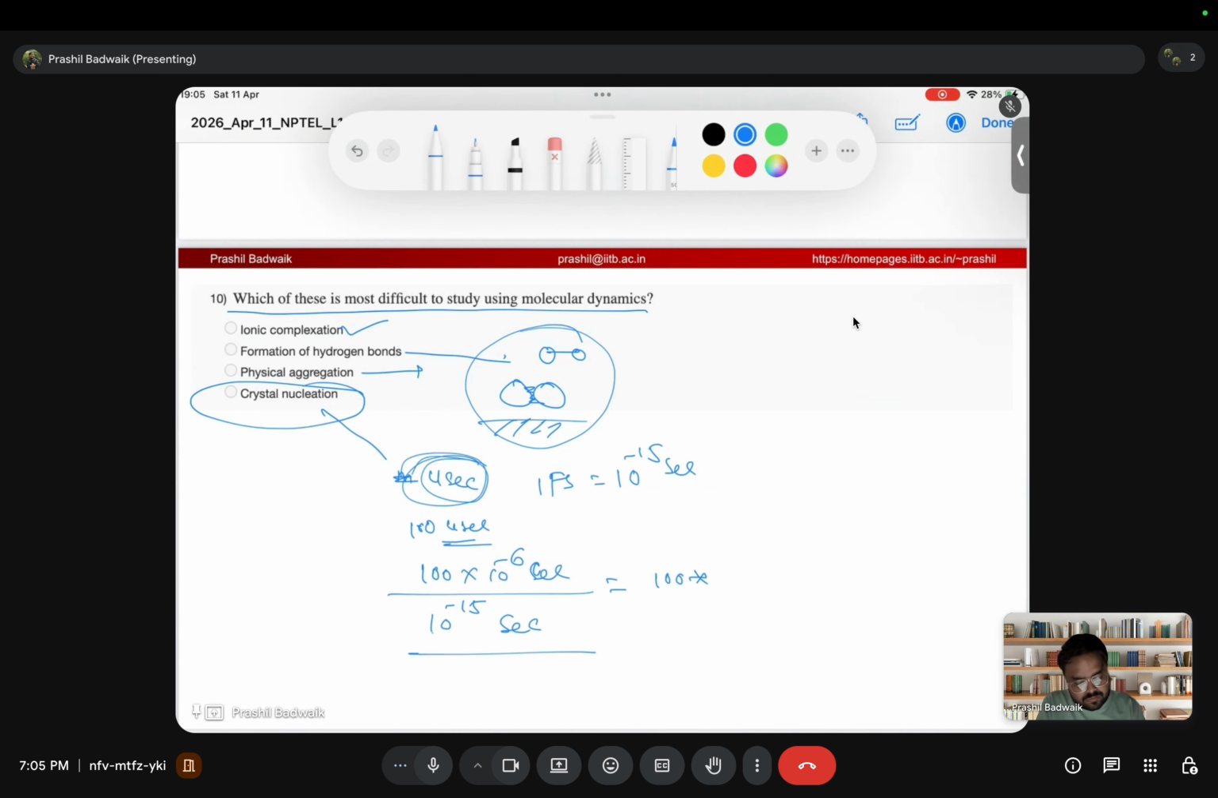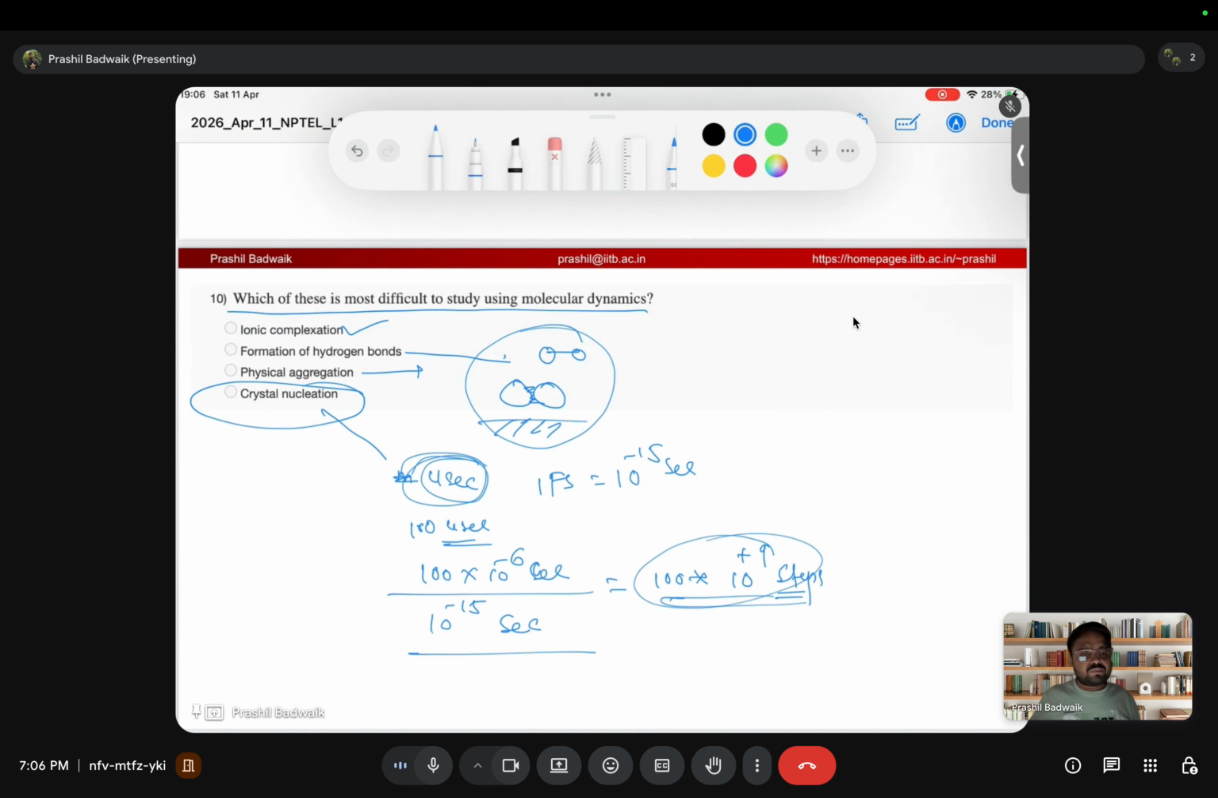That is 100 into 10 raised to power minus 9 plus 9. These many steps we have to perform, then only can we get it, and running the simulation for these many steps is difficult. But yes, with the latest advancement in high performance computing, people are now able to simulate crystallization. But the phenomena that happen over time scales of seconds or microseconds are difficult to capture. So option D is correct. Crystal nucleation is difficult in molecular dynamics.